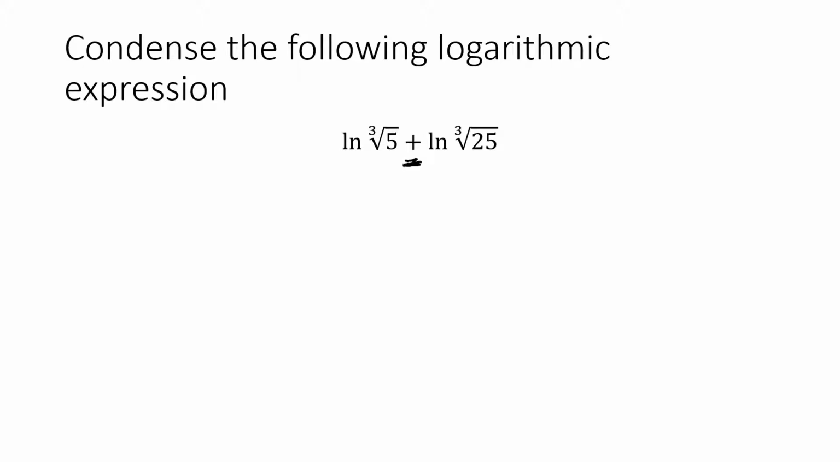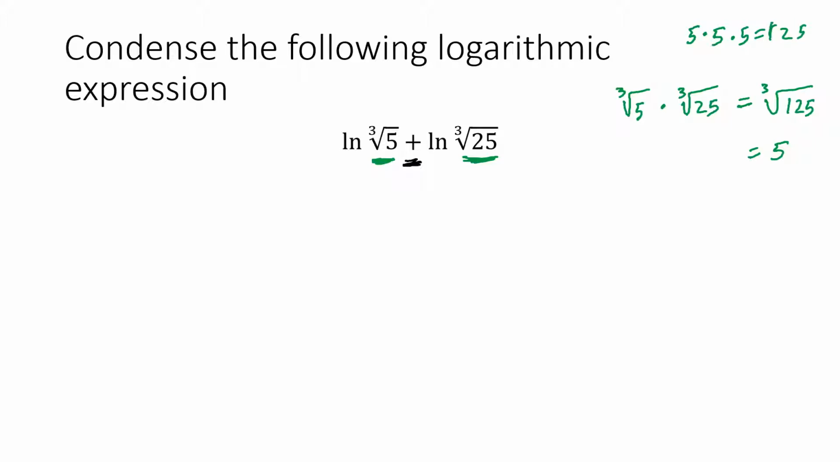So here, notice that we're adding. When we add, remember our product rule says that adding a log is the same as taking the arguments and multiplying them. So what exactly would happen if we did the cube root of 5 times the cube root of 25? Well, we can multiply underneath a root, and 5 times 25 is 125. So this is equivalent to saying the cube root of 125. The cube root of 125 is 5 because 5 times 5 times 5 equals 125.